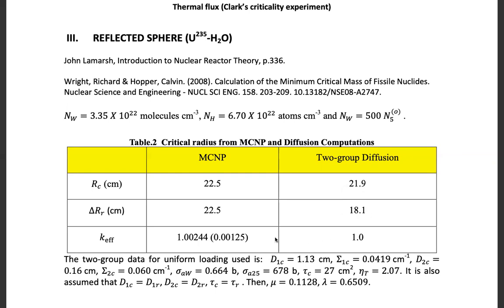Now I did the same thing with Monte Carlo simulation. I get slightly different results. I get 22.5 centimeters for the critical radius of the core, as compared with 21.9 that Lamarche gets. So you can see that there is some difference between diffusion and Monte Carlo, and of course this is better. And the reflector thickness is 22.5 centimeters, so this is 45 centimeters. The K effective I get is 1.00244. You can change this a little bit and come down to 1, so you can try that. But this is what I get.